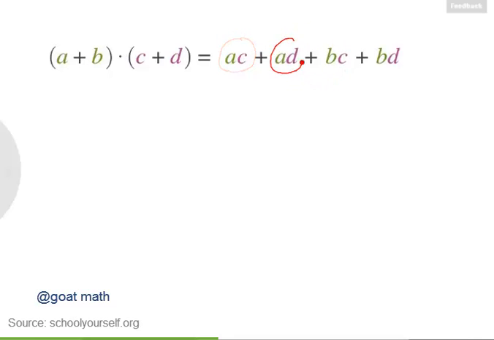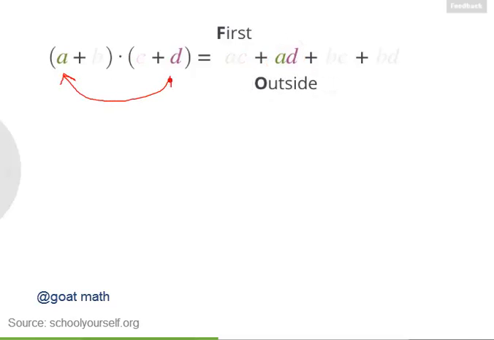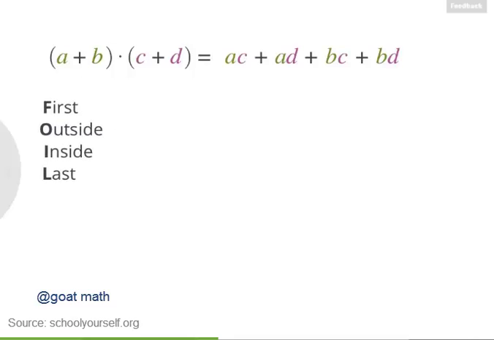Now you might have noticed that each of these terms contains a variable from the first binomial and a variable from the second binomial. In fact, over here we have the first terms from each binomial, and over here we have the outside terms, that is, the two outermost terms. Here we have the inside terms, meaning the two innermost terms, and here we have the last terms of each binomial. And this is a great way to remember how to multiply binomials, F-O-I-L, or FOIL. When multiplying binomials, be sure to multiply the first terms, the outside terms, the inside terms, and the last terms, and then add up those four products.